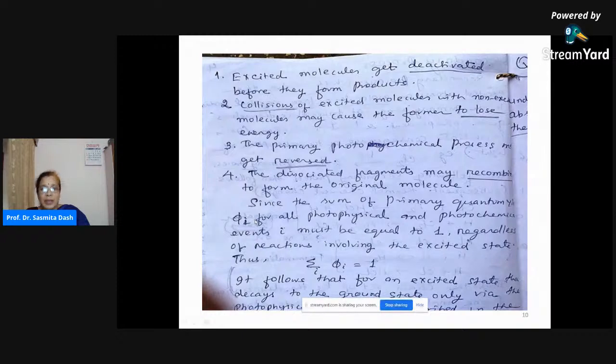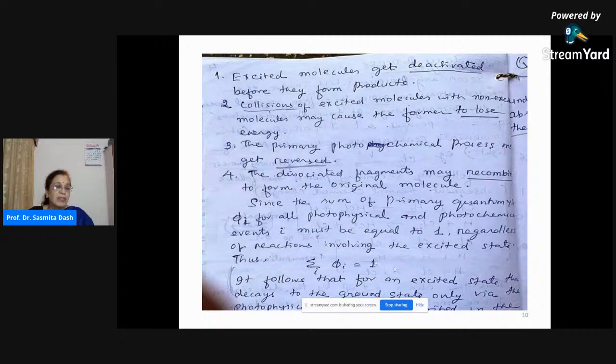Now we will come to the result of the photochemical reaction, which is described in a term called quantum yield, phi i, for all photophysical and photochemical events. This is a parameter whose sum must be equal to 1, regardless of the reactions involving the excited state. So we can sum up all the phi i factors to be equal to 1.